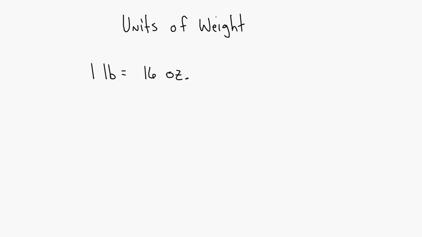Here, write down a couple more conversions to have in your notes. 1 pound is 16 ounces. Now we're talking about a different kind of pound. This is units of weight, not units of capacity. 1 pound, that's 1 lb, equals 16 ounces. And 1 ton, that's 2,000 pounds.